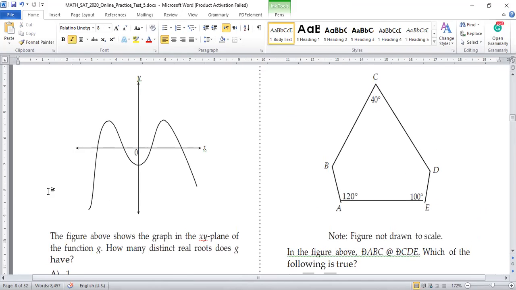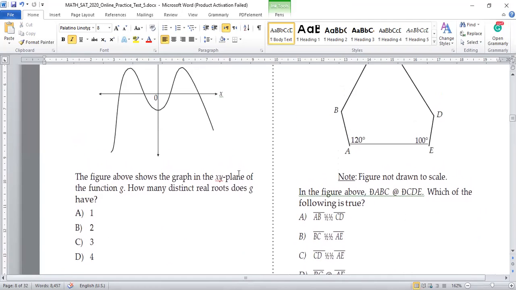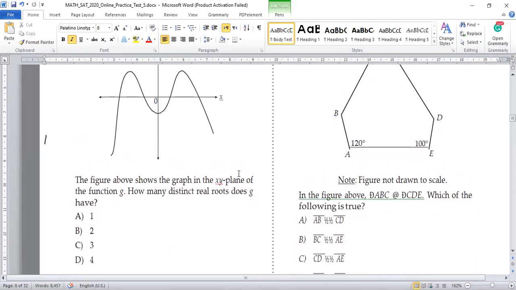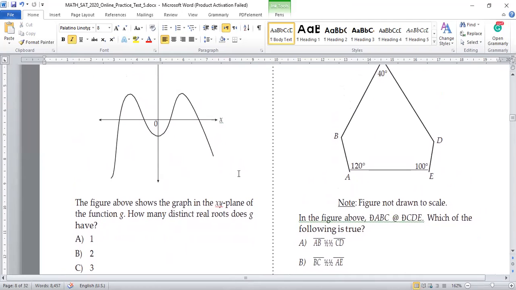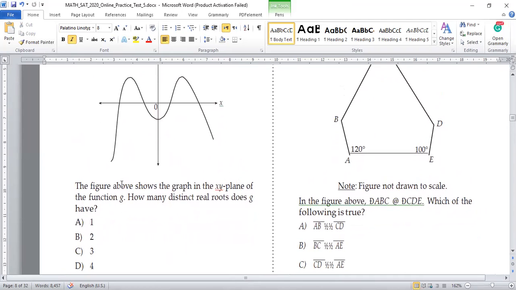Actually, this is the graph. Look at the left side of my screen. So a figure, the graph, is given, and there are four options. The figure above shows the graph in the xy plane of a function g. How many distinct real roots does g have?